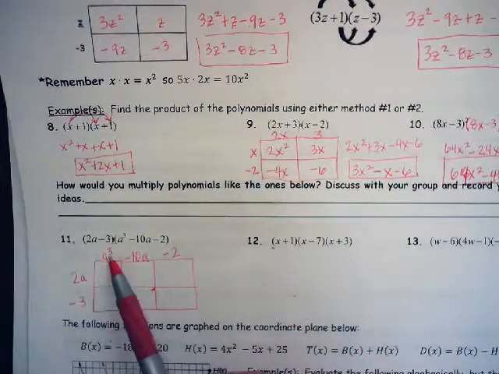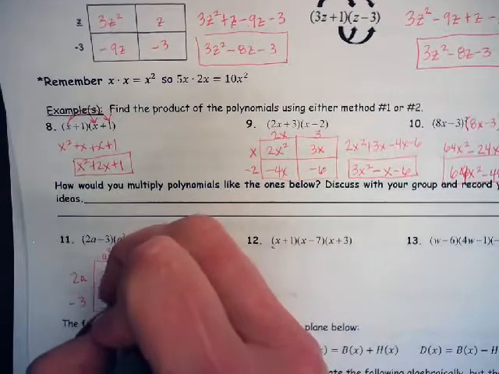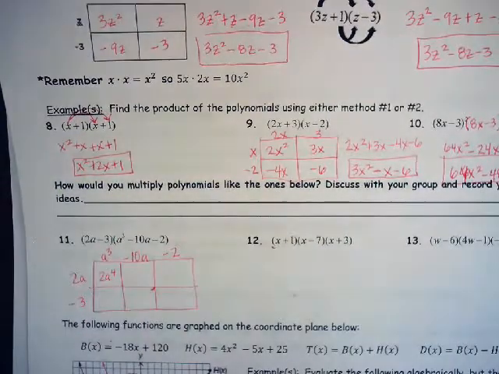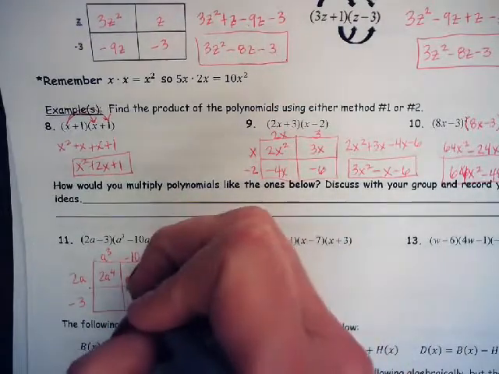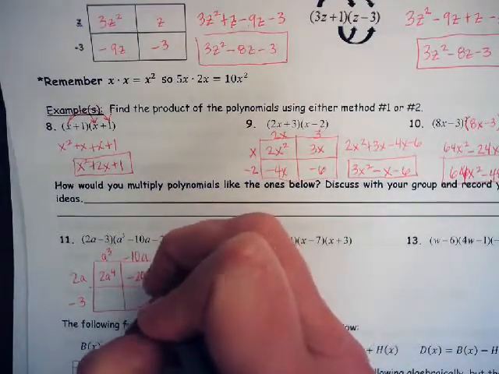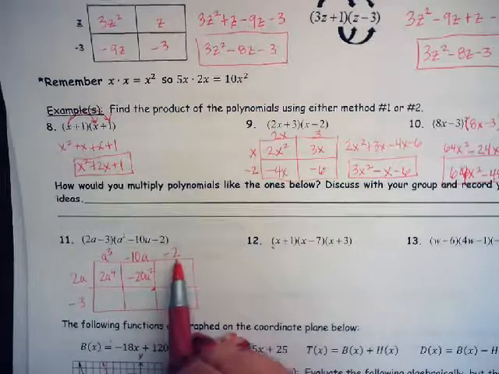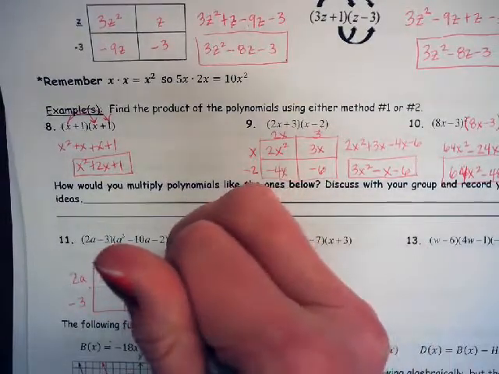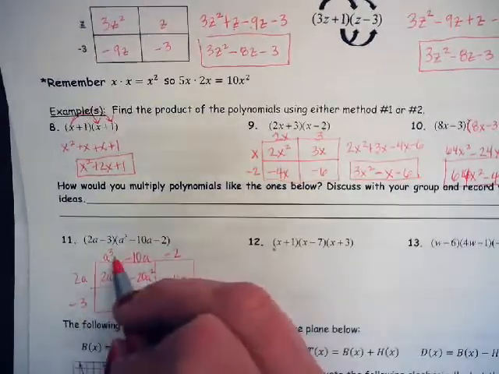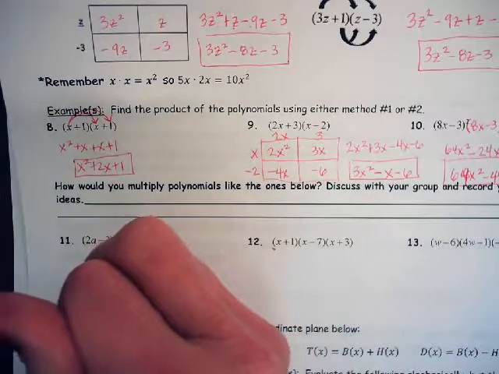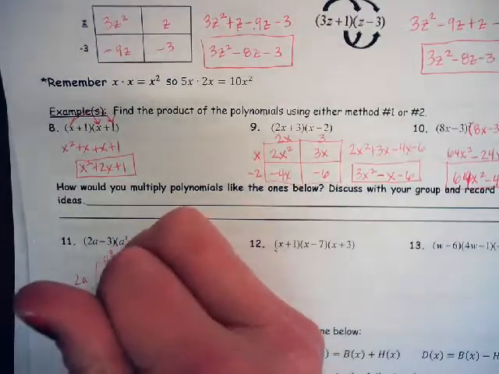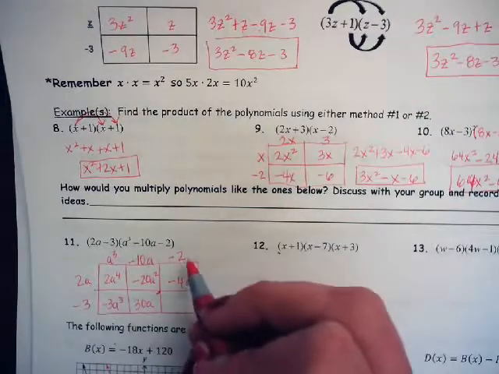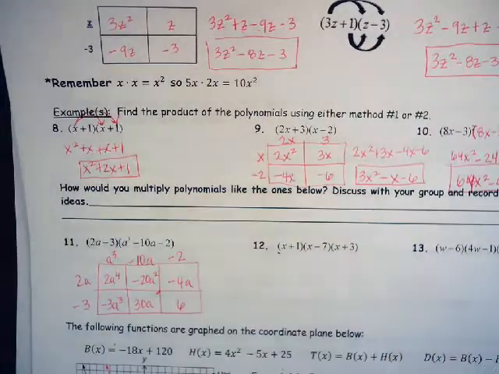Now I just fill in the boxes. 2a times a cubed is 2a to the 4th. Add my exponents there. 2a times negative 10a is negative 20a squared. 2a times negative 2 is negative 4a. Negative 3 times a cubed is negative 3a cubed. Negative 3 times negative 10a is 30a. And then negative 3 times negative 2 is 6.